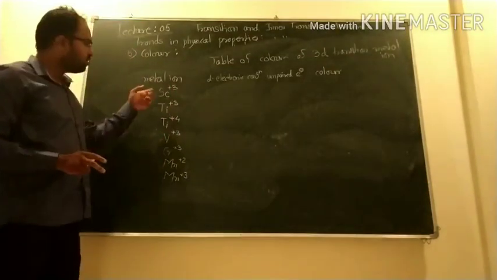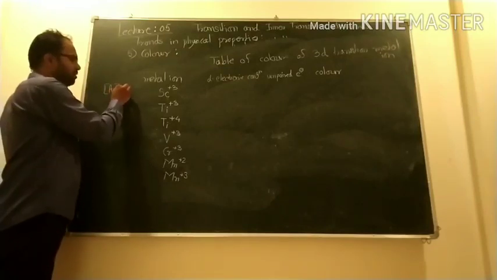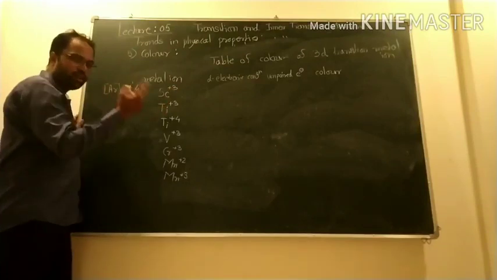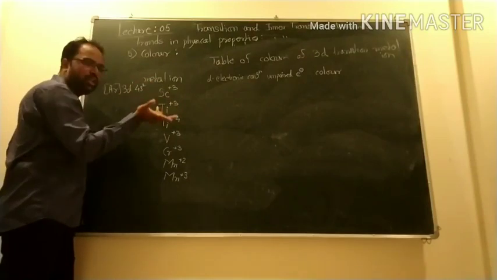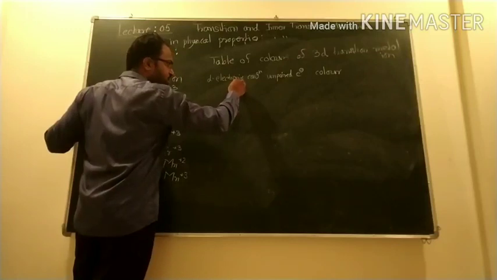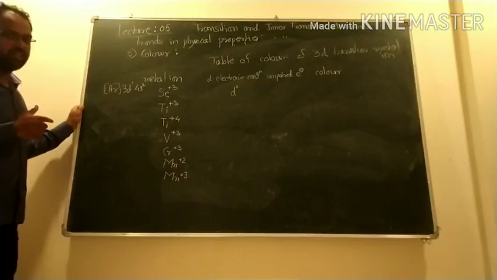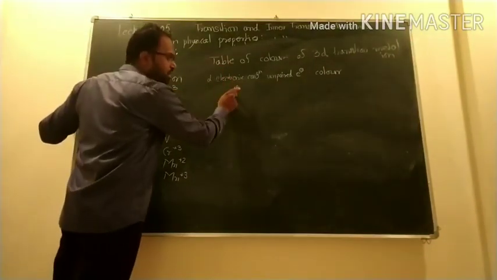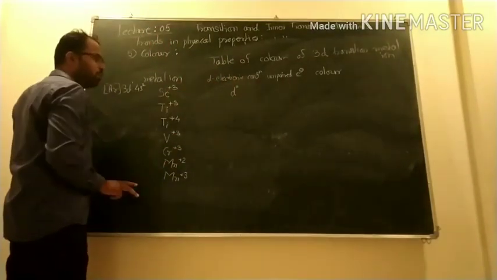Scandium +3. Scandium's electron configuration is [Ar] 3d1 4s2. For +3, 3 electrons can be removed: 2 electrons from 4s and 1 electron from 3d. So there is no electron in 3d. So the electron configuration is d0 because the d orbital has no electron. And we already saw that color depends upon d-d transition, that means it depends only on the d orbital. So there is no electron.